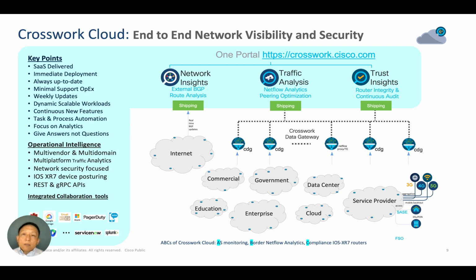Also, we like to talk about ABCs at Cisco. It's always big closing, always by Cisco. And then Crosswork Cloud, of course, we have an ABC version of our own. A for AS monitoring, right? This is for BGP. And then B for board and netflow analytics, right? This is on the edge of the network. And then C is compliance for IOS XR7 gear. These are the 64-bit boxes like the NCS 540, NCS 5500, ASR 9K, and 8K devices. Okay, great. Excellent. I hope this is very clear.